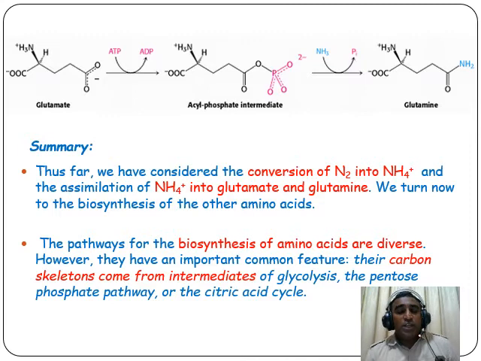So in summary, based on what is found in the atmosphere, the nitrogen eventually becomes ammonium ion, and this ammonium ion, through a series of reactions, can be made into glutamate as well as glutamine. So now you have the donor of the amino group within glutamate and glutamine. You now need the carbon skeleton. The carbon skeleton is provided by intermediates of the glycolytic pathway, pentose phosphate pathway, as well as citric acid cycle.